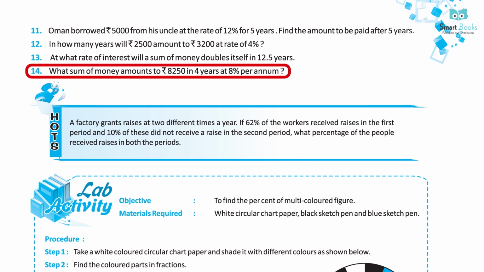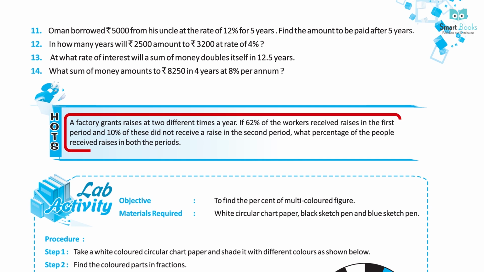Question 14. What sum of money amounts to rupees 8,250 in 4 years at 8% per annum? Solution: rupees 6,250. Question 15. A factory grants raises at 2 different times a year. If 62% of the workers received raises in the first period and 10% of these did not receive a raise in the second period, what percentage of the people received raises in both the periods?